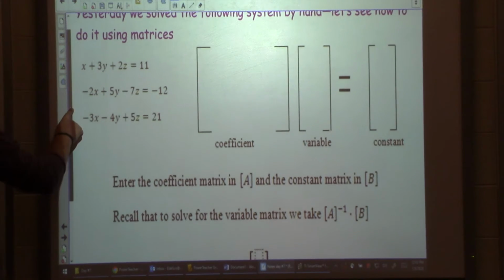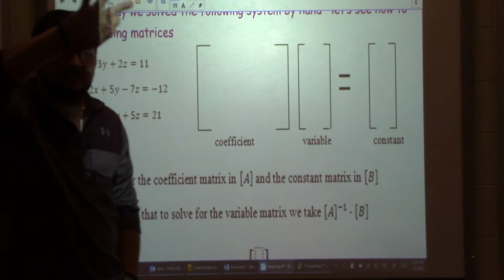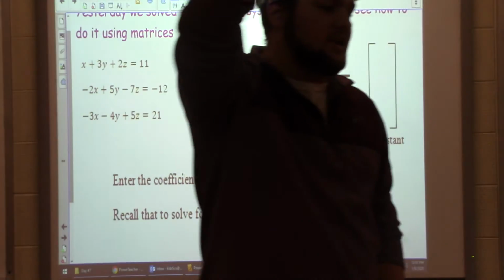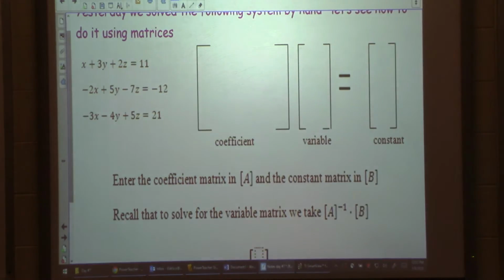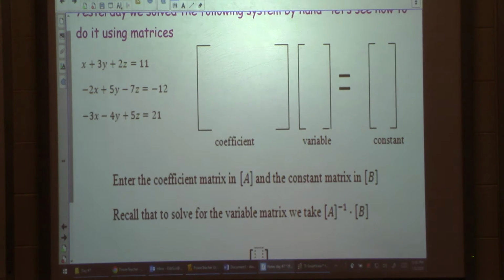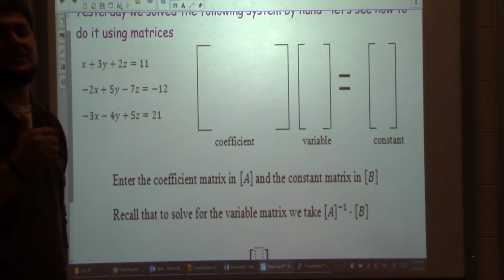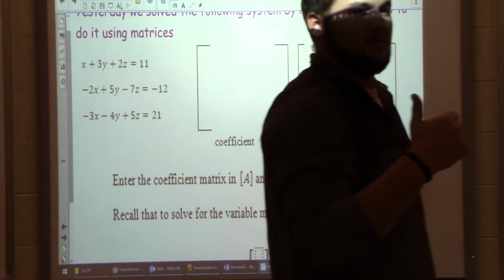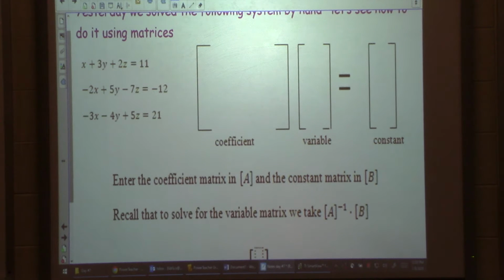So, what's going to happen, guys, is we're going to make three different matrices from our system. We're going to make a coefficient matrix, a variable matrix, and a constant matrix. Now, we talked about what coefficients were, right? What is a coefficient? What does the word coefficient mean? It is a number, but where's the number specifically?